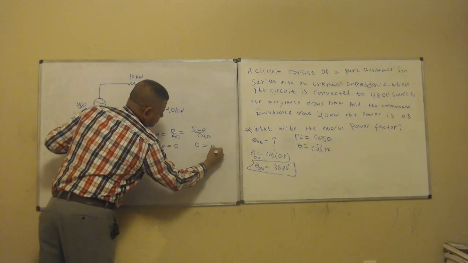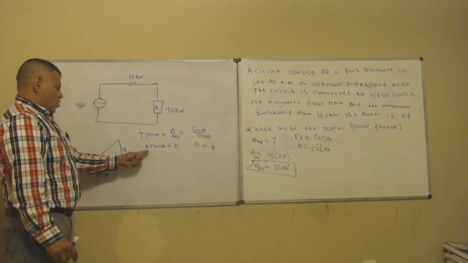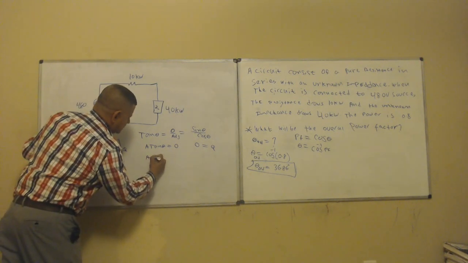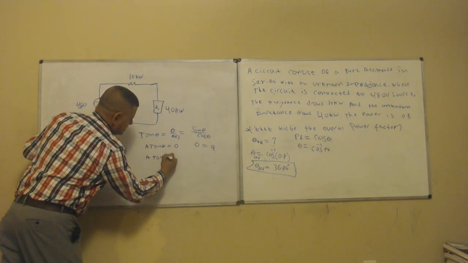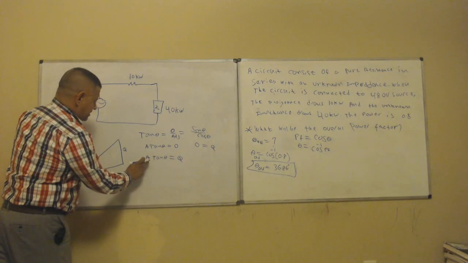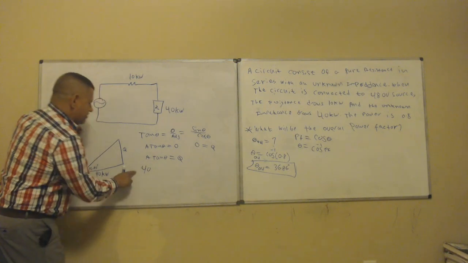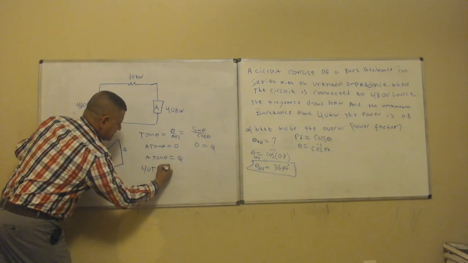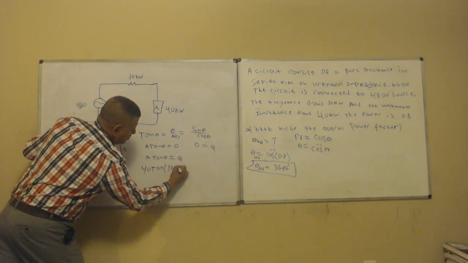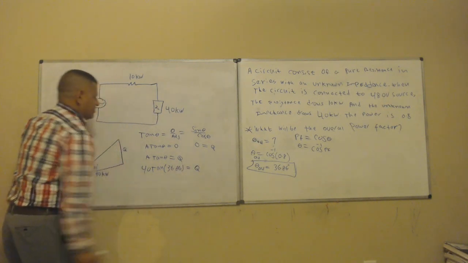Opposite is equal to Q, right? That Q right there, that's the opposite. Now, when I do that, let's make that Q then. So tangent of theta is equal to Q, right? So what is that? Well, opposite is Q, adjacent is 40. So 40 times the tangent of theta. But now what is theta? Theta is 36.86, right? Is equal to Q, right?